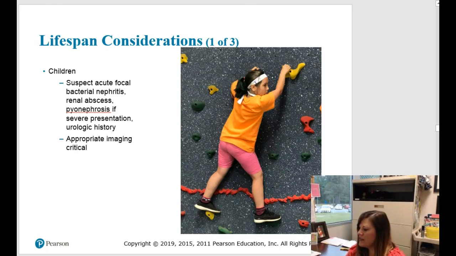So lifespan considerations, we'll talk about children first. If you suspect acute focal bacterial nephritis, renal abscesses, or pyonephrosis in children. And that pyonephrosis, the Greek word pyon means pus, and then nephro, of course, means kidney. So that's an infection of the kidneys in the collection system. And the pus kind of collects in the renal pelvis and causes distension of the kidney, and can also cause kidney failure. So it's important to get good pictures and monitor that well.